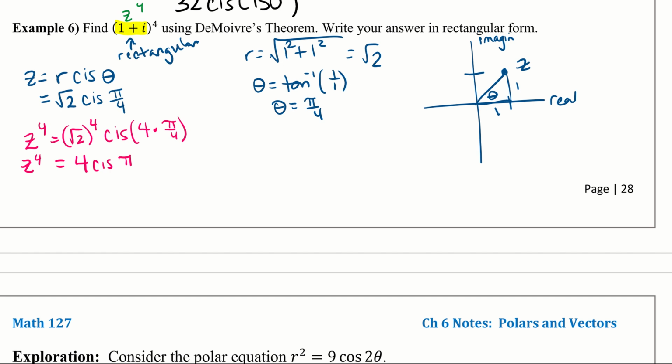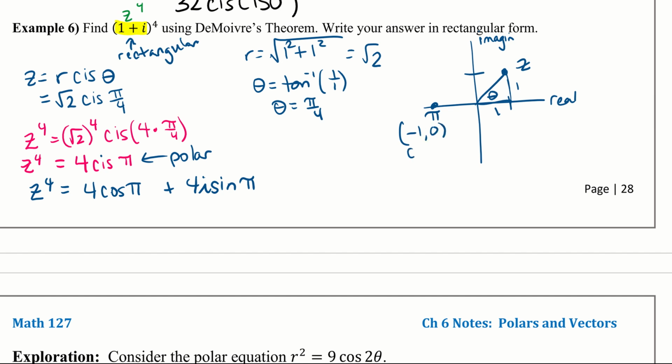But for my final answers, this is in polar form. I want to write it in rectangular form. So I'm going to expand out, I'm not going to use the shorthand here, of this polar form, and then I'll just evaluate it. So this is 4 cosine of theta plus 4i, remember that's what the i in cis stands for, sine of same angle, same argument. Well, if we think about where the angle theta or pi is, the ordered pair is -1, 0. That's your cosine and your sine. So this would be 4 times -1 plus 4i times 0.